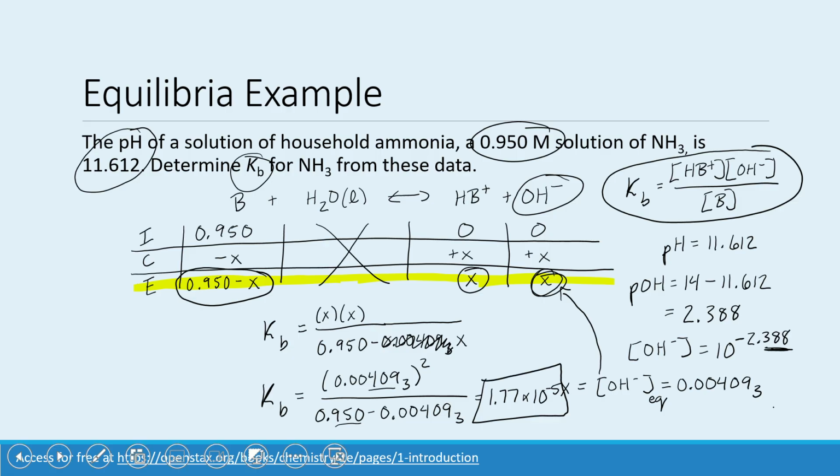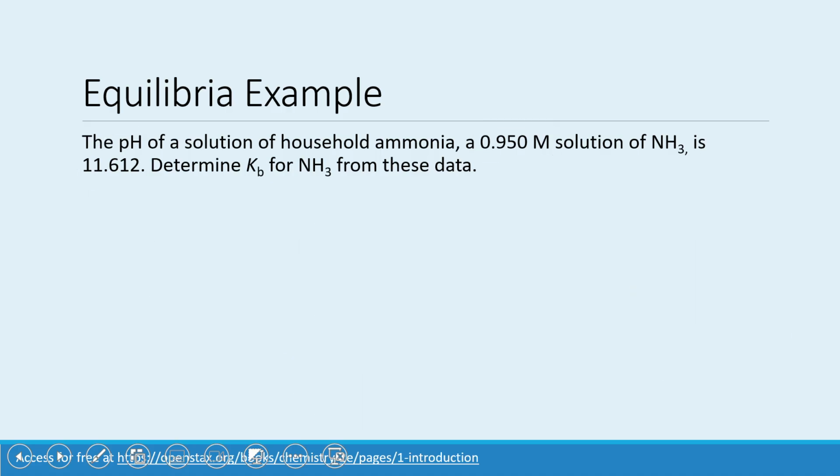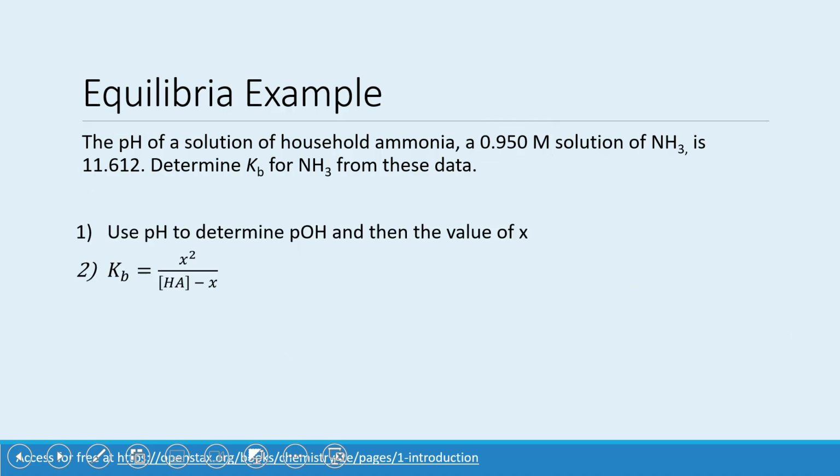Okay, so just to summarize what we did there. The extra step is that we have to determine the POH. So we're going to have to take 14 minus the pH value first, and then use that to determine the hydroxide ion concentration. And remember that X is representative of the hydroxide ion concentration at equilibrium. And so then once we know that, we can plug it into the Kb expression for all those values of X and solve.